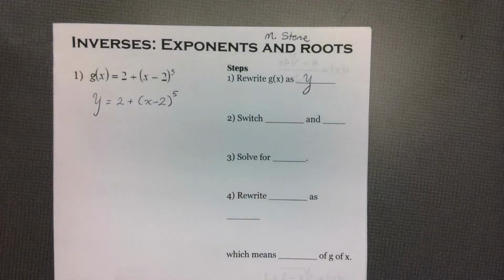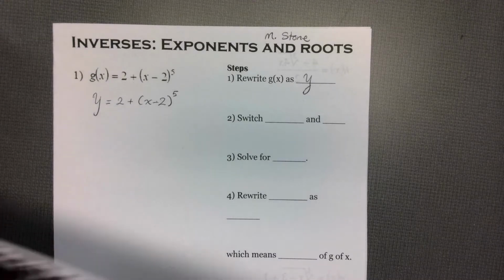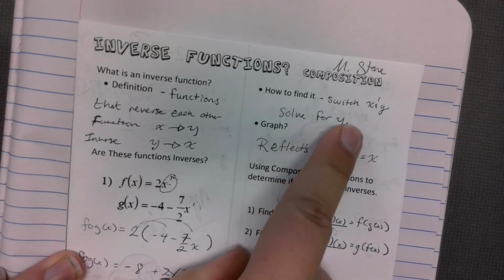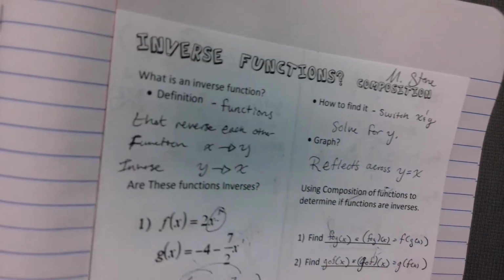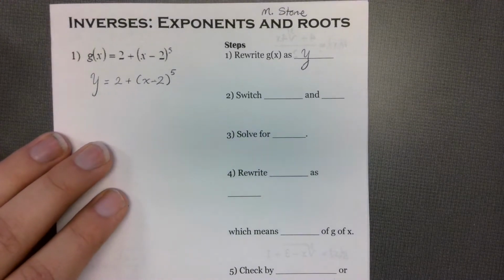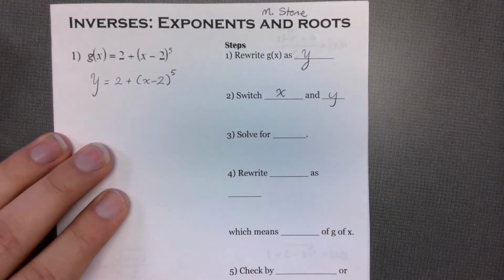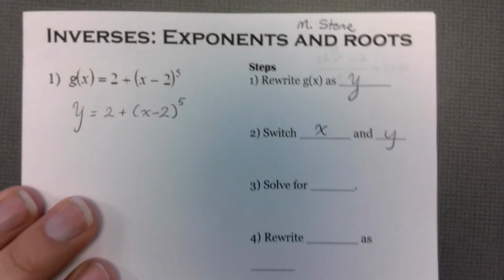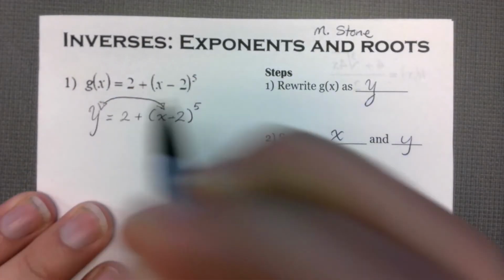if you remember from our notes a few weeks ago, I'm looking for my composition of functions journal. We did how you find it: you switch x and y, then solve for y. That's literally what we're going to do. So we're going to switch x and y. So just flip-flop where they are.